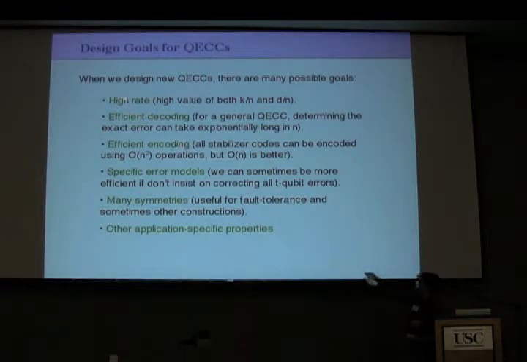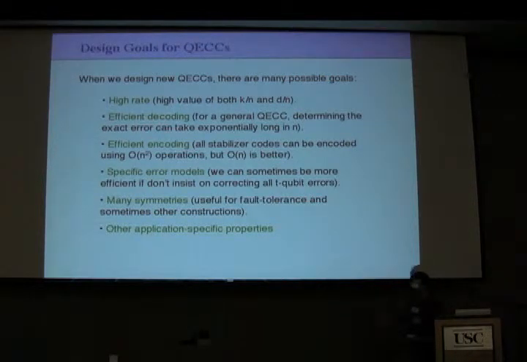So of course, the most obvious thing is that we want a high rate, right? We want to correct lots of errors, and we want to encode lots of qubits. But of course, we should measure this relative to the total number of physical qubits that we're using. So we should have a high ratio of k over n and a high ratio of d over n. Okay? Of course, both of them have to be less than or equal to 1. It turns out that in quantum error correcting codes, d over n actually has to be less than or equal to a half, roughly.